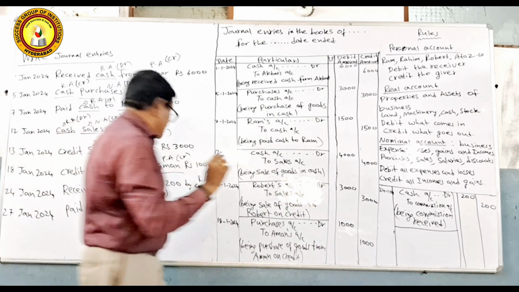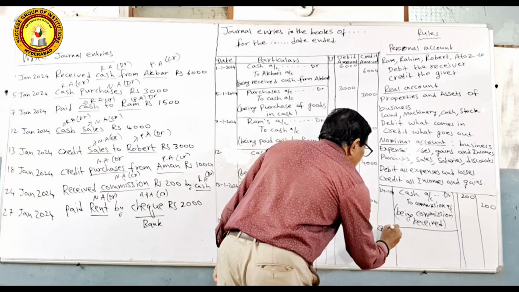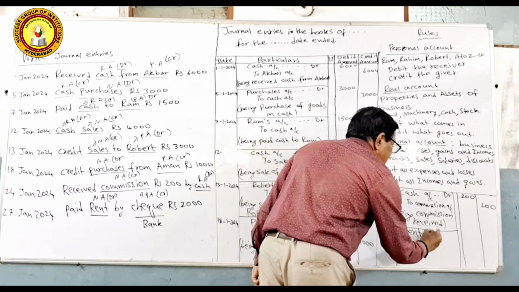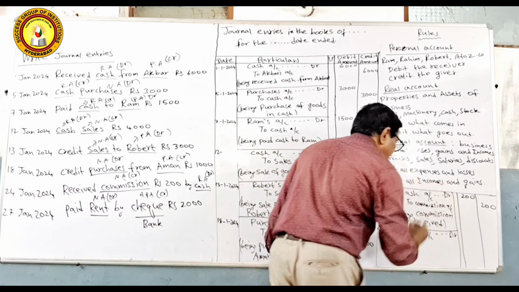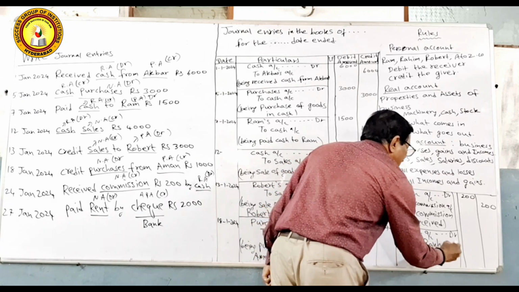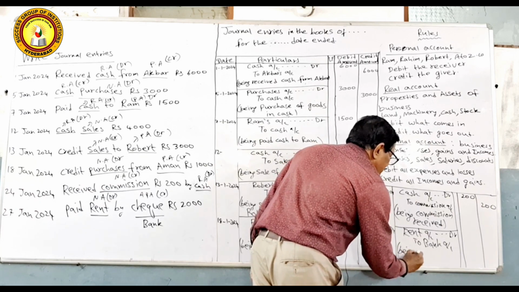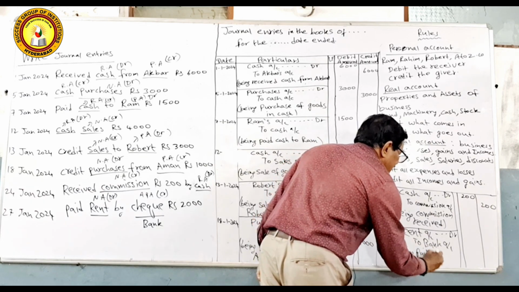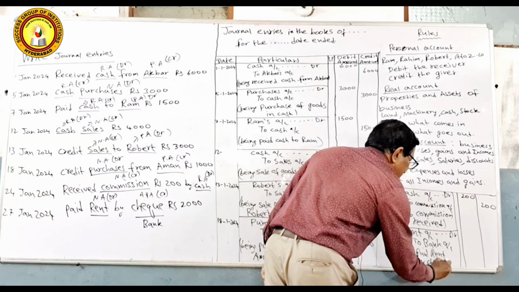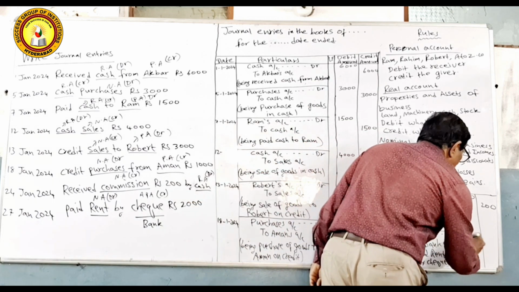So the journal entry is very simple. On 27/1/24, rent account debit, rent being an expenditure, we have to debit it as per nominal account, to bank account, we are making payment through bank, so credit the giver. Being paid rent by check. The amount is 2000.